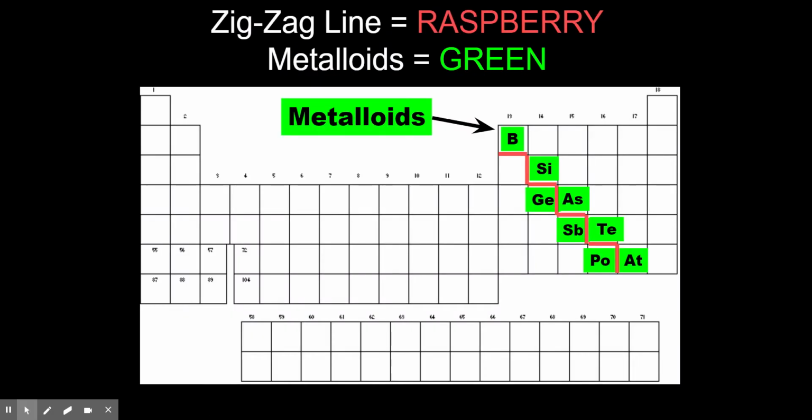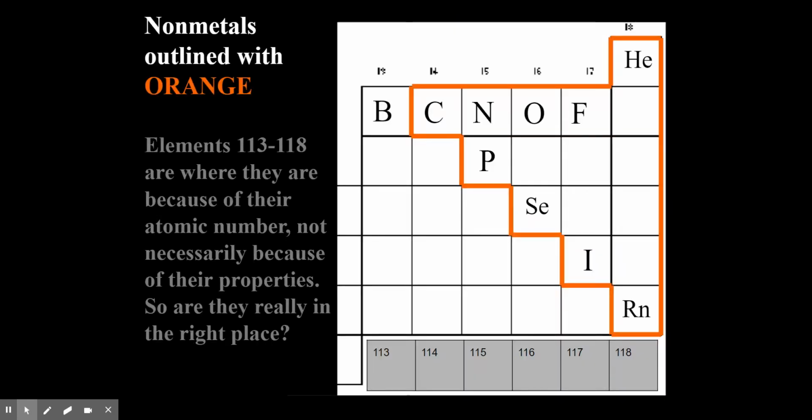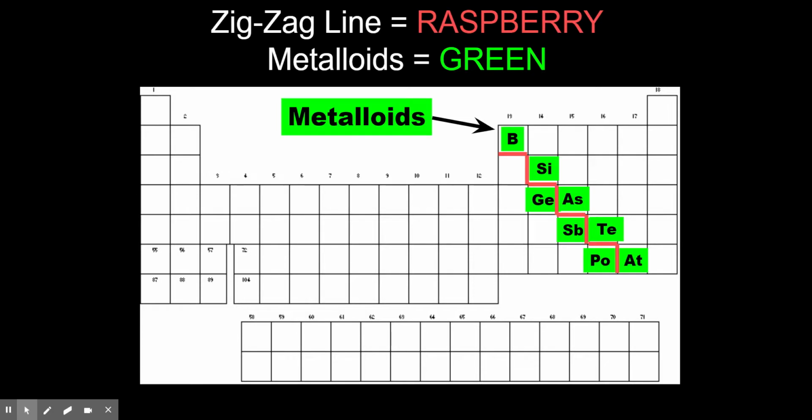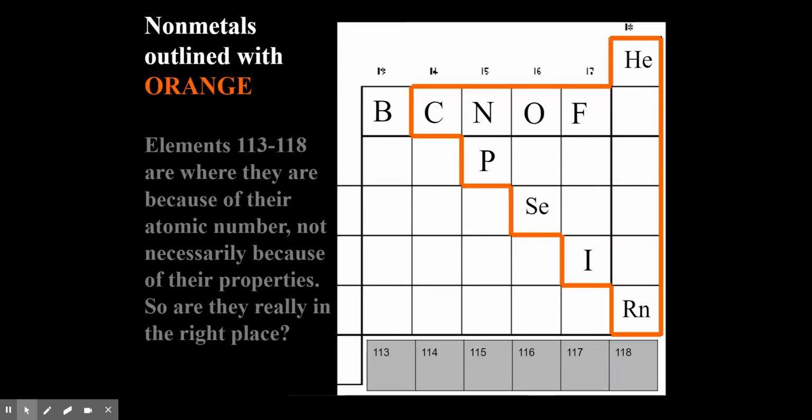Our next part that we're going to talk about are the metalloids. We talked about these a little bit before, but the metalloids are along this stair-step line here. Again, they are things that are sort of conductive. They're semiconductors. They have some properties of metals and some properties of non-metals, so they're kind of in between. And then on the other side of that, we have our non-metals.